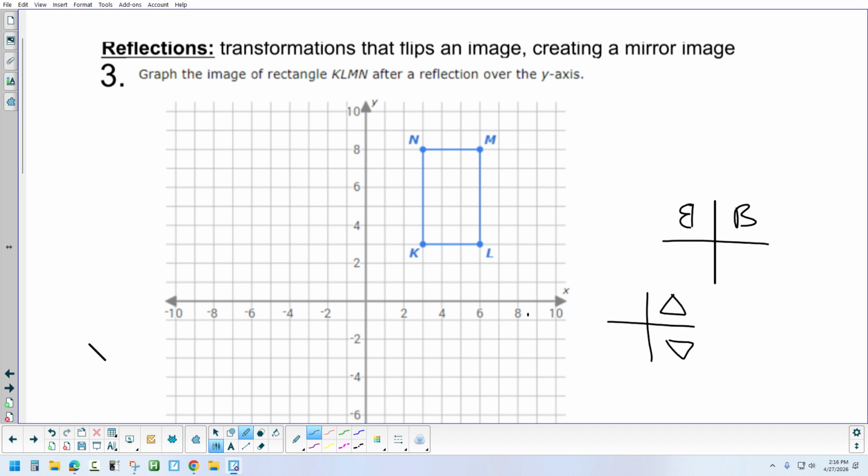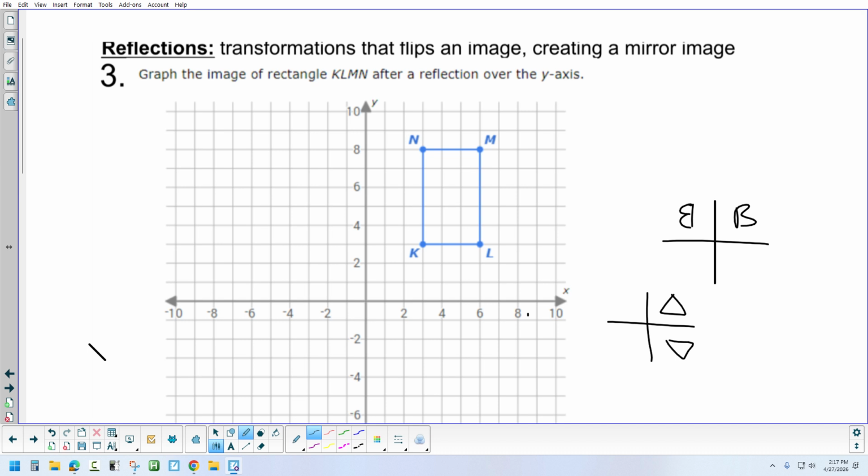All right, so let's look at number 3. Colin, which axis are they having me flip over here? The y-axis. Yep. So what we want to do is take every point and measure how far away it is from the y-axis. So let's start with that. Caleb, what point do you want to start with? N. Okay. If you count, how many units is n from the y-axis?